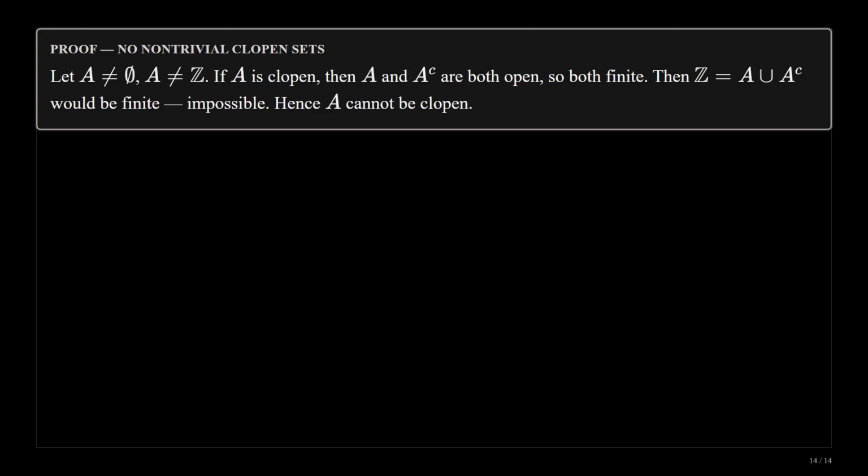We'll name it later. Wrap up for Lecture 2. Checklist you can reuse. 1. Open means in tau. 2. Closed means complement in tau. 3. In a finite space, just list complements. 4. In cofinite topology, ask, is the complement finite? That's the whole game. Great work today.